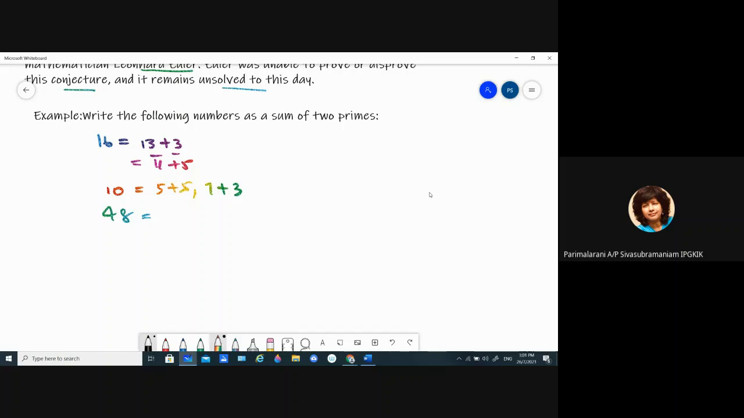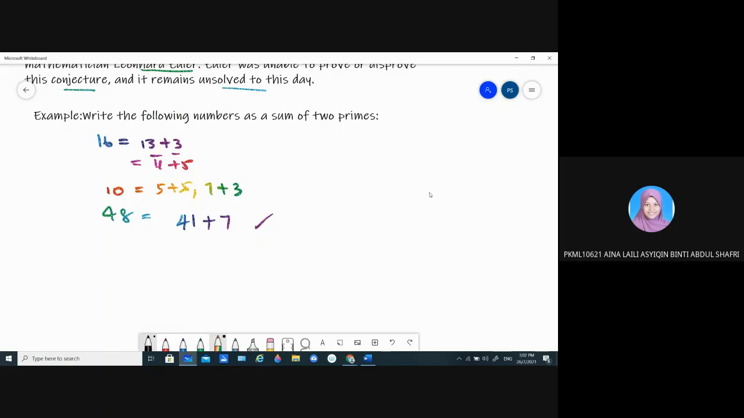Anyone? Is 1 a prime number? Okay, it's not. 1 is not a prime number, so we cannot start with 1. How about 41 plus 7? Yes, 41 plus 7, both prime numbers. Okay, so it's correct.